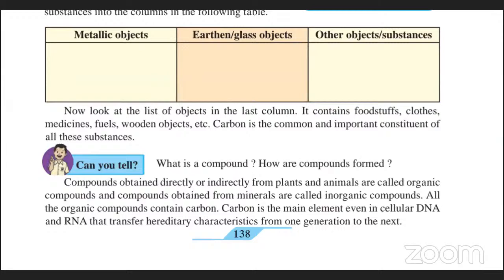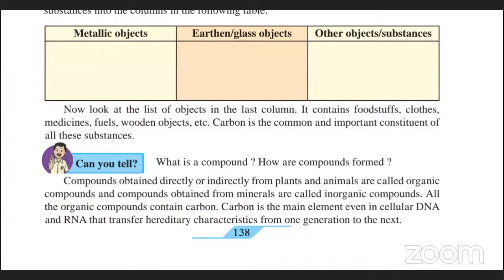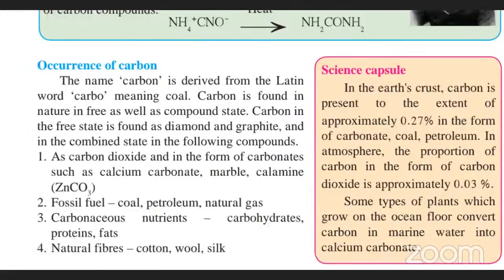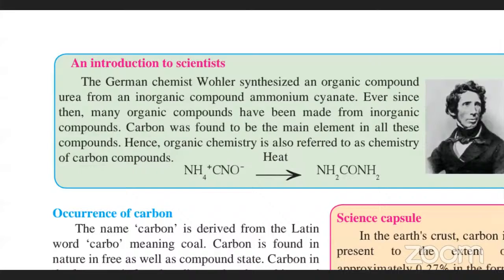One of the most important properties of organic compounds is that they contain carbon. Remember this always. Whenever we talk about organic compounds, we are talking about carbon compounds. Carbon is the main element even in cellular DNA and RNA, which are present inside our cells. These are all organic compounds. Whatever compounds contain carbon and hydrogen are said to be organic compounds.